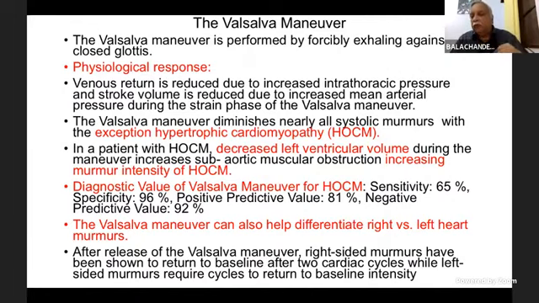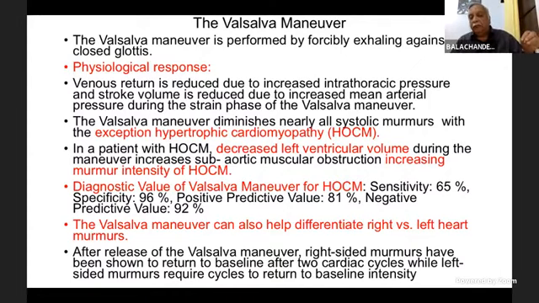In a patient with HOCM, the decreased left ventricular volume will increase the subaortic obstruction and therefore increase the intensity of the HOCM murmur. And what is the diagnostic value of Valsalva maneuver for HOCM? A sensitivity of 96%, a positive predictive value of 81%, and a negative predictive value of 92%.